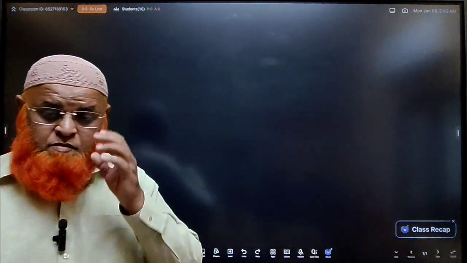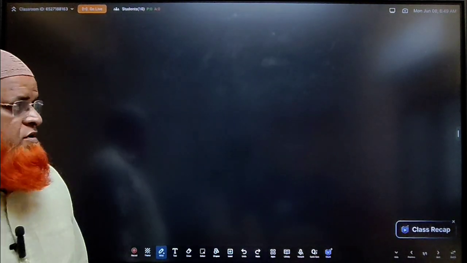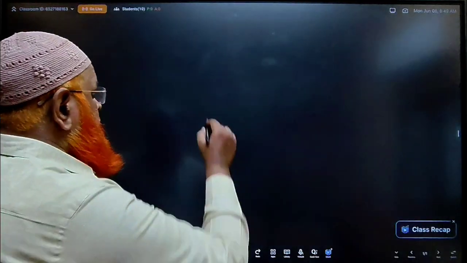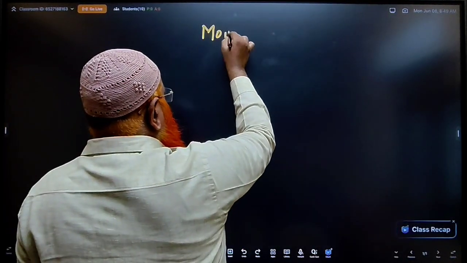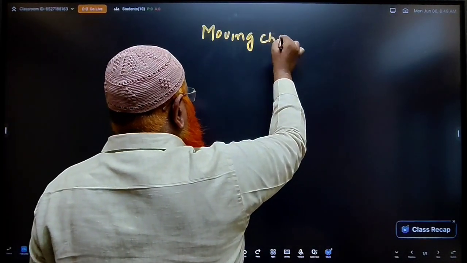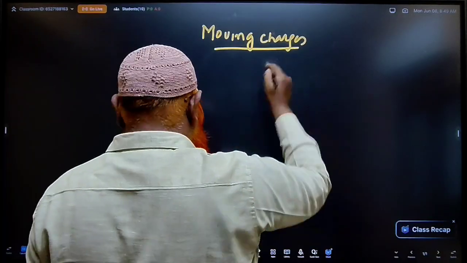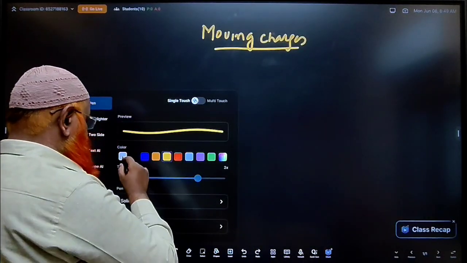The next topic is moving charges and magnetism. Moving charges. What is the meaning of this moving charge? Let us discuss that.